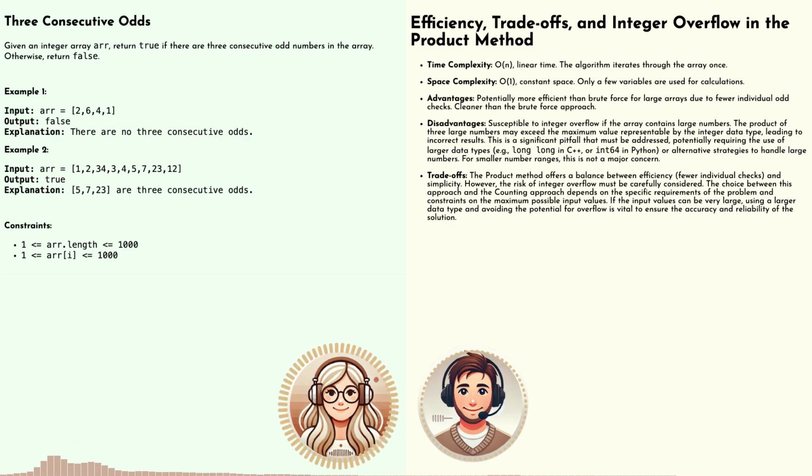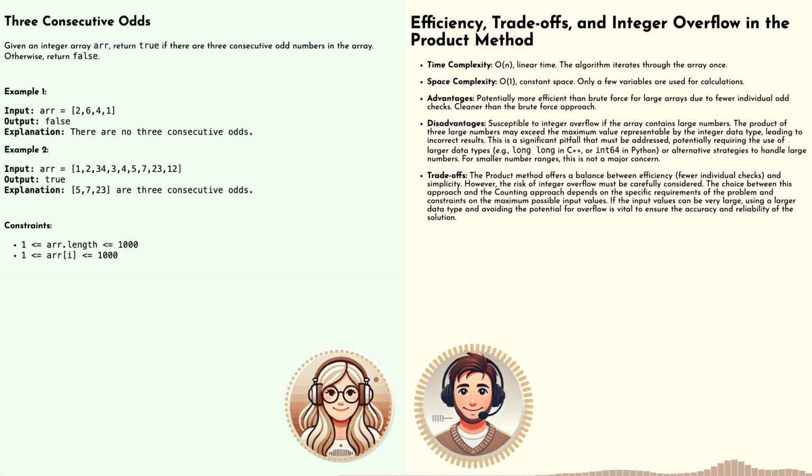Exactly. And the space complexity remains a beautiful O of 1. We're only using a handful of variables to store the product and our loop index, regardless of the array size. So this method is efficient, leverages a clever mathematical trick, and doesn't require a lot of extra memory. Sounds like a winner to me.